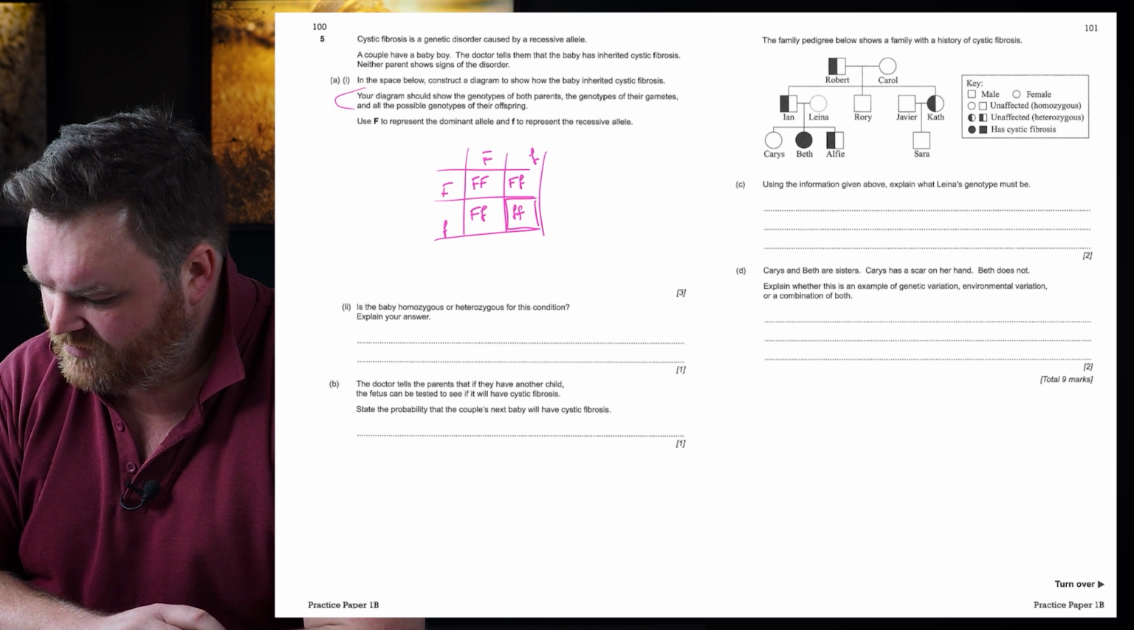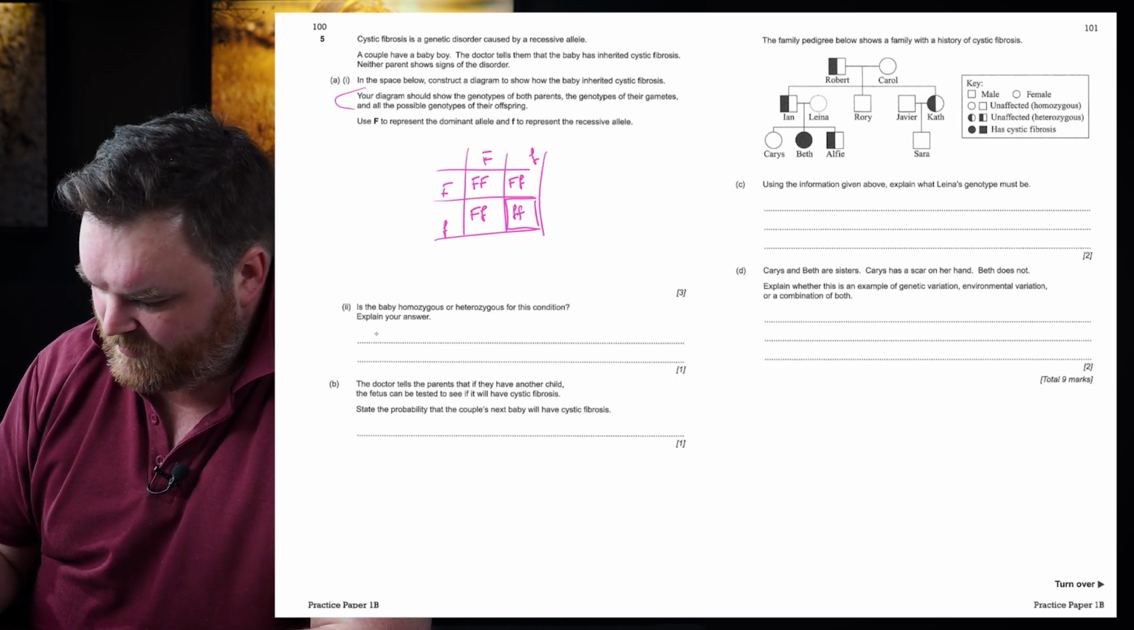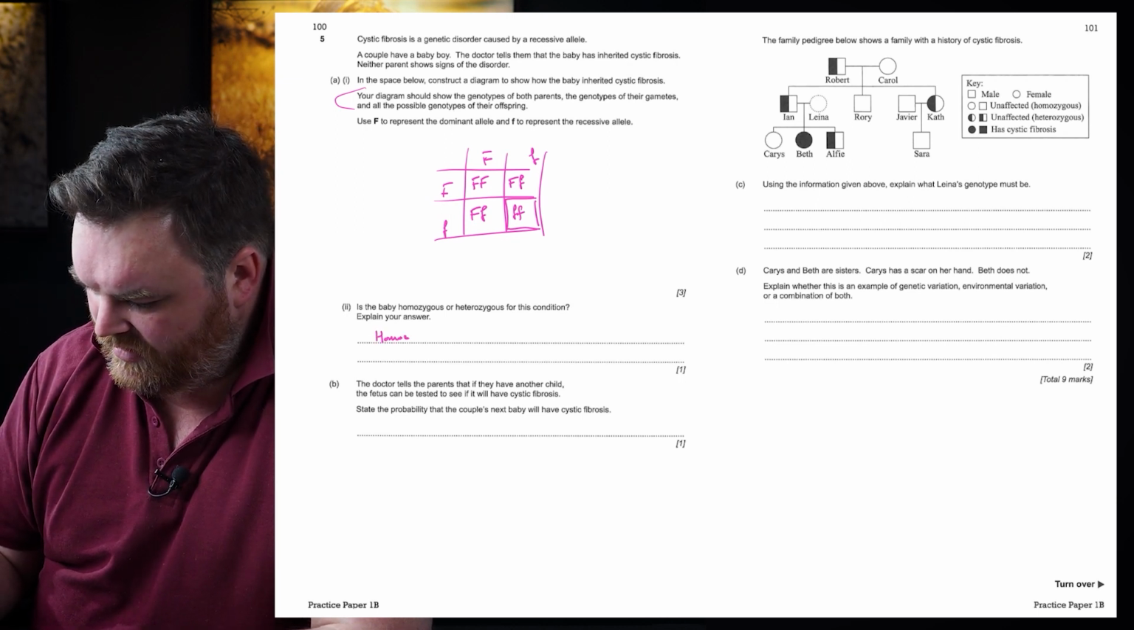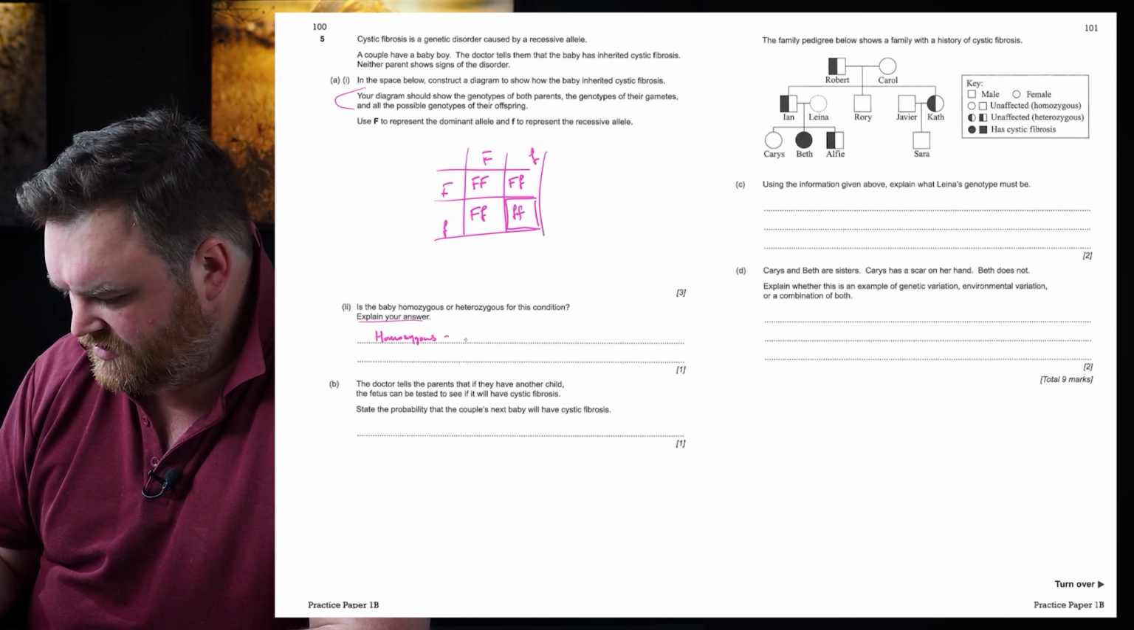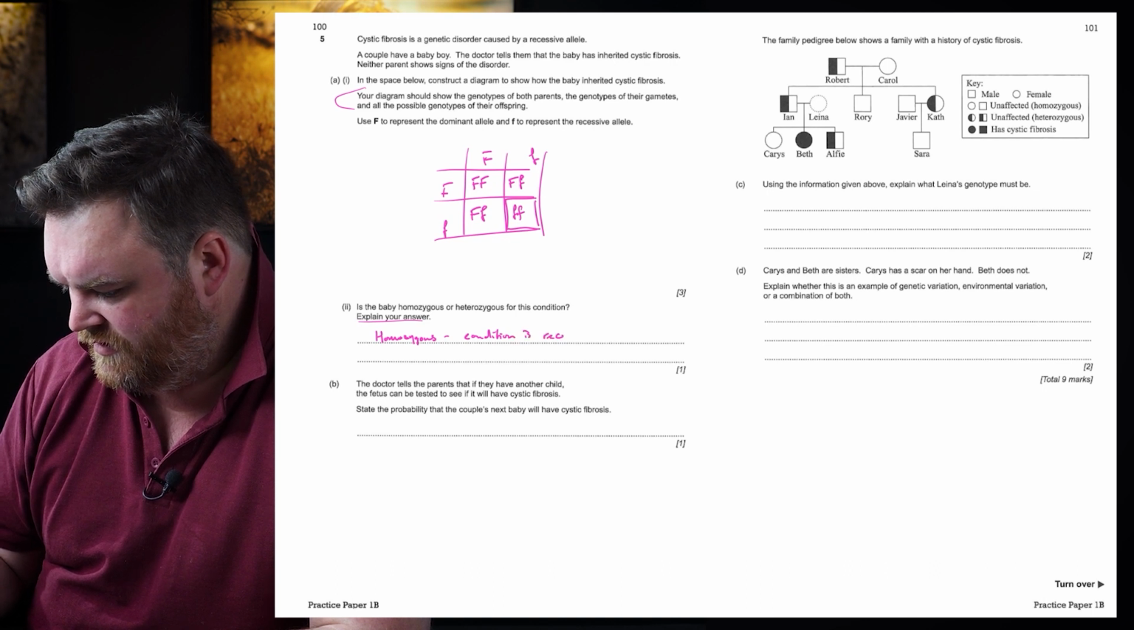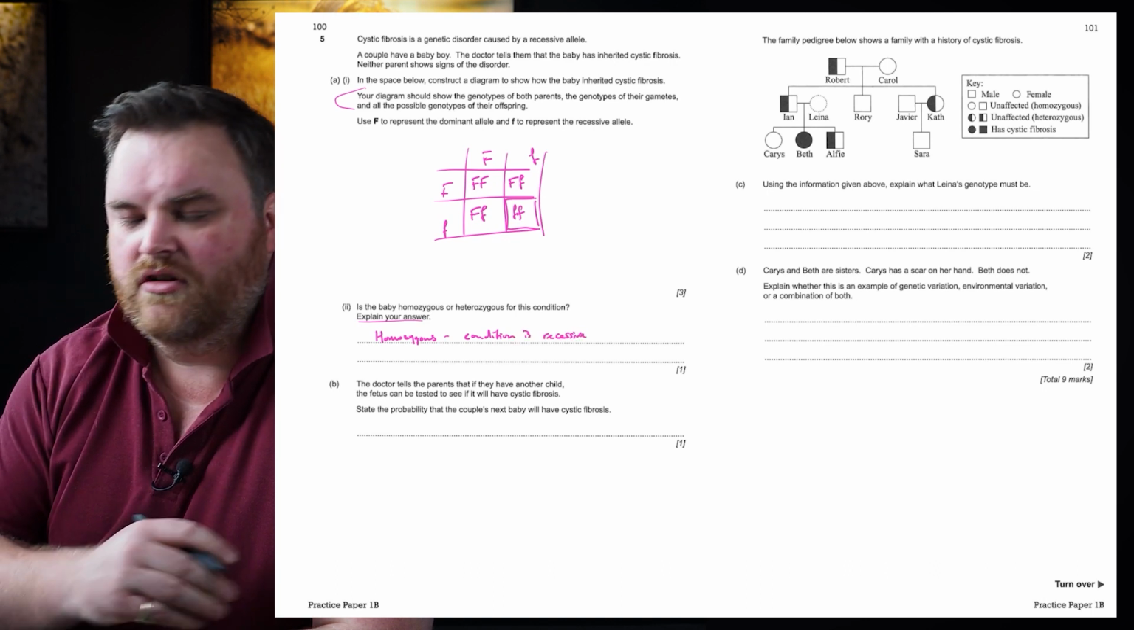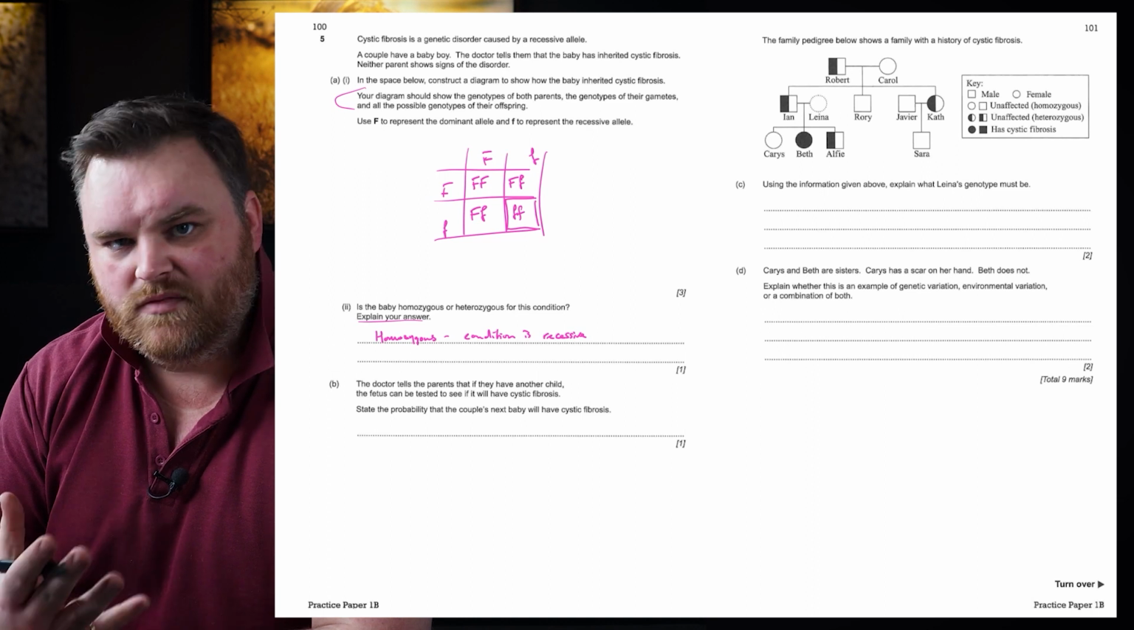Is the baby homozygous or heterozygous for this condition? He's homozygous. And to explain my answer, it's because the condition is recessive. With a recessive condition, you can only show it if you are homozygous recessive.